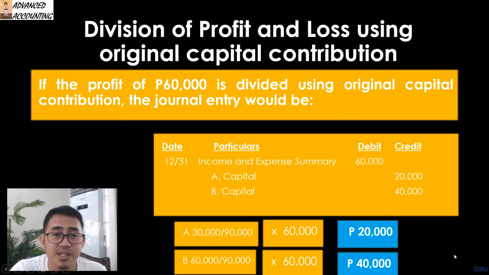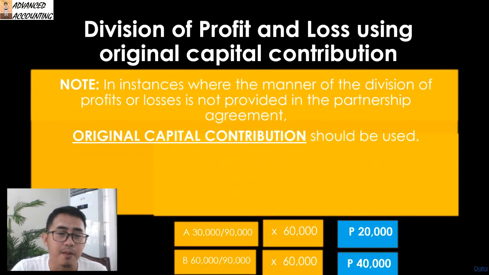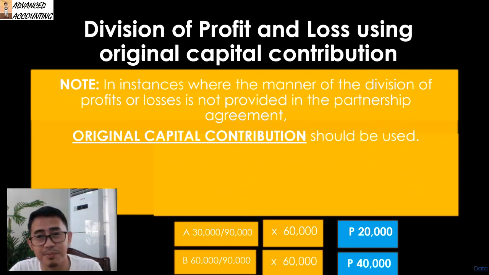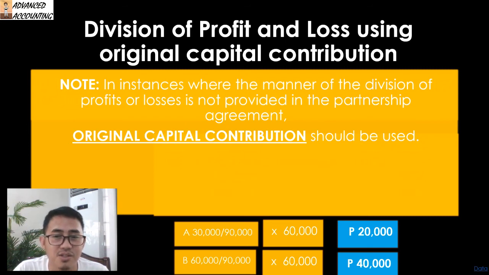Next, that is if we use original capital. Note, okay, this is an important note. In instances where the manner of the division of profits or losses is not provided in the partnership agreement, meaning in their written agreement there is nothing written on how they will divide the profits or losses, the original capital contribution should be used. So meaning in this case, if there is no agreement among the partners, we will use 30:60 for the division of profit.